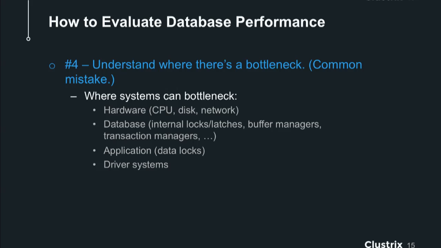And where do bottlenecks come from? Well, they could be CPU, disk, networking. They could be the hardware you're running on. In the database, there are lots of opportunities for bottlenecks on internal structures: buffer managers, transaction managers, the write-ahead log, or other places. And of course, the application itself could be bottlenecking, in the database on locks, or in the application.